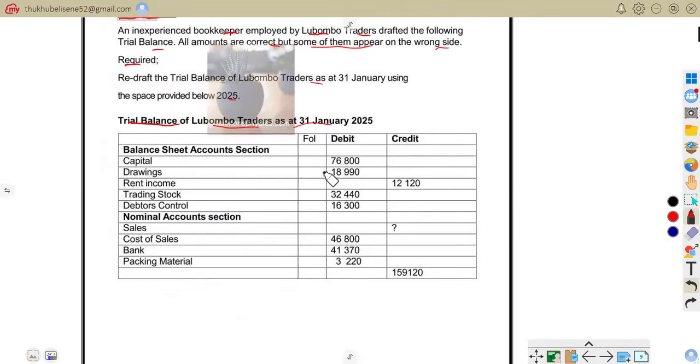So we have this trial balance of Limpopo Traders, 1st January 2025. As you can see, we have the balance sheet account section as well as the nominal section. You can see there are some amounts that are incorrectly debited, like capital. It's wrongly debited. It's supposed to go into the credit side. Drawings, rent is fine, and trading stock is okay. Sales, we are to calculate using a balancing figure. So that is that.